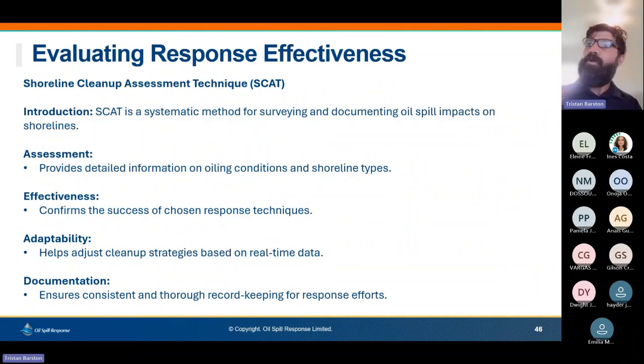And the last thing we want to do with all of these methods of response is evaluate how effective it's been. Like I said, there's no silver bullet when it comes to response. What we want to think about is, is it doing what we assumed it would? Is there a better way of doing this? And like everything in oil spill response, we have a process for that, which we call SCAT. It's Shoreline Cleanup Assessment Technique. Even though it says shoreline, we can use it anywhere. And again, it's a process.